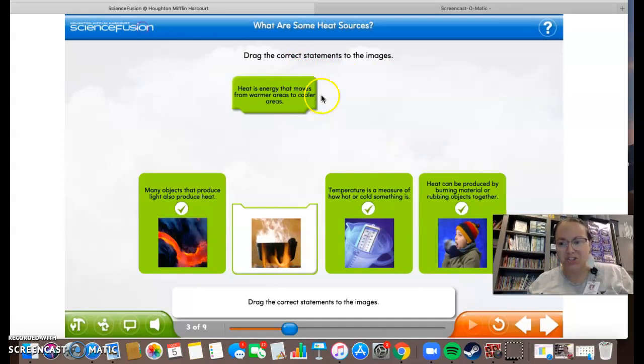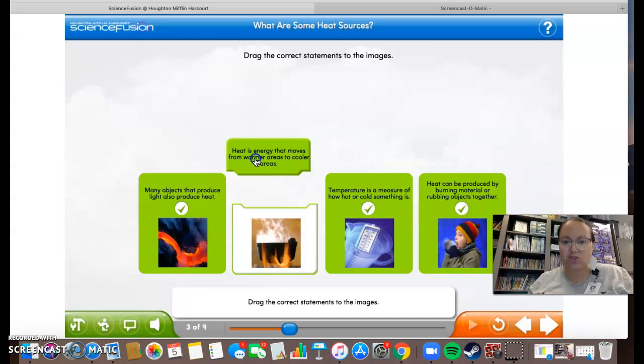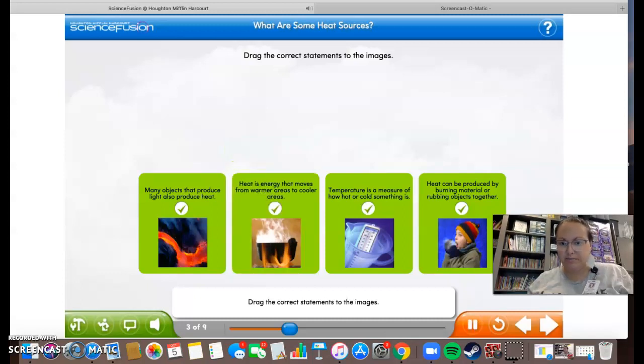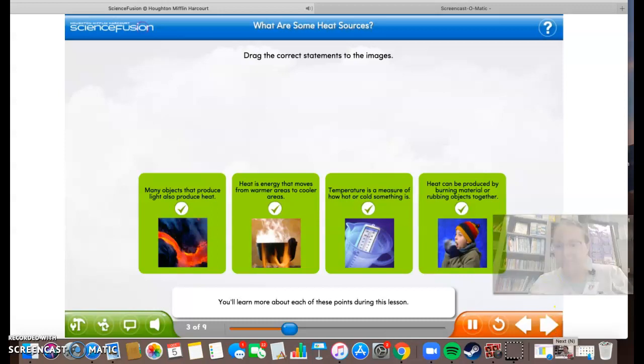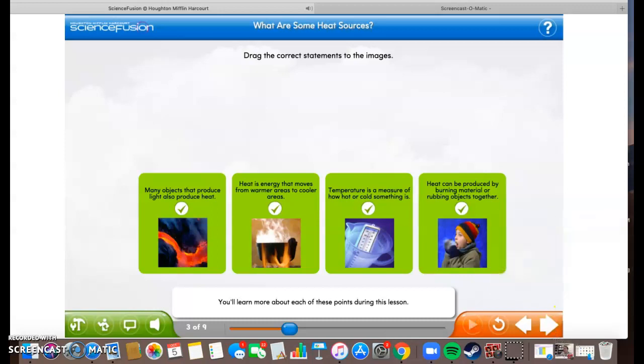I think these descriptions are a little vague. So heat is energy that moves from warmer areas to cooler areas. Well done! You'll learn more about each of these points during this lesson.